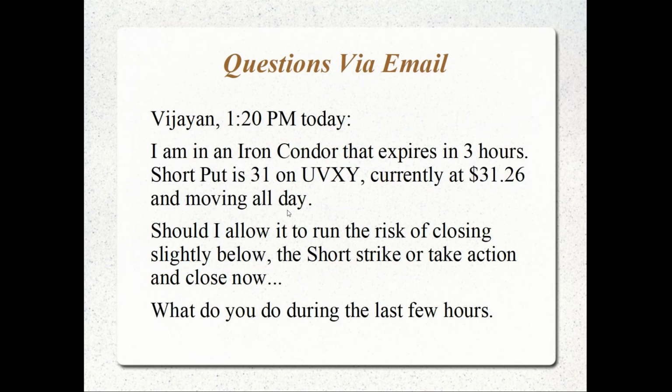This afternoon, Vijan wrote in and said, I'm in an iron condor that expires in 3 hours. The short put part, the bull put credit spread part of the iron condor, is the 31 strike on UVXY, which is currently at 31.26, and it's been moving all day. Should I allow it to run the risk of closing slightly below the put strike price and maybe take assignment, or take action and close now? What do you do during the last few hours?